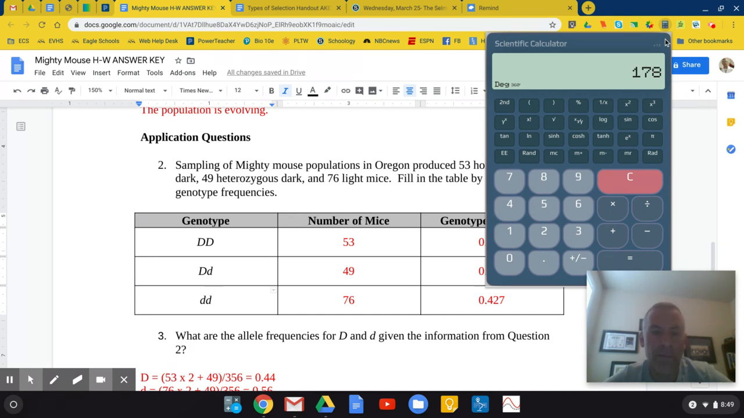And a few of you may have been confused later on, maybe even in number 3, where I threw out the number 356.